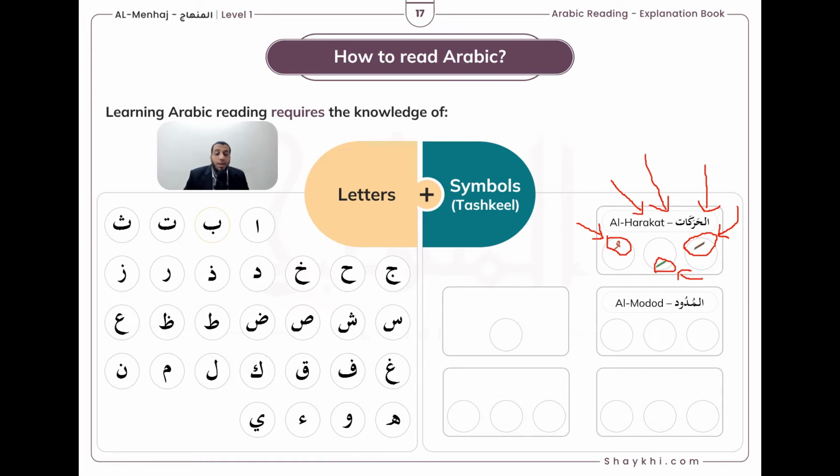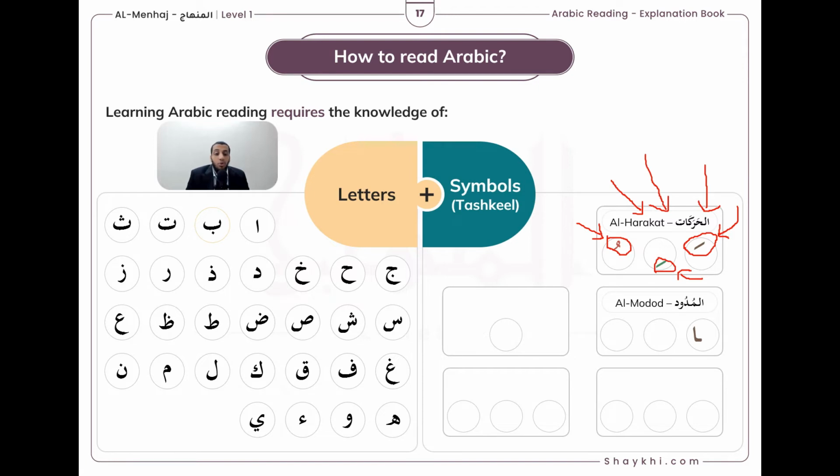After al-harakat, we have al-mudud. Okay, so what does al-mudud mean? First of all, al-mudud is the second category of what? Of the symbols. What does symbols mean? Symbols is the sign that is added to the letter to guide us how to pronounce this letter. You are right. Now you know what symbols mean. So the second category, yes, under the symbols, is al-mudud.